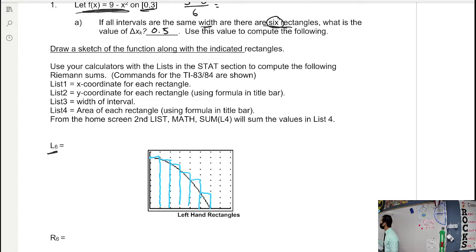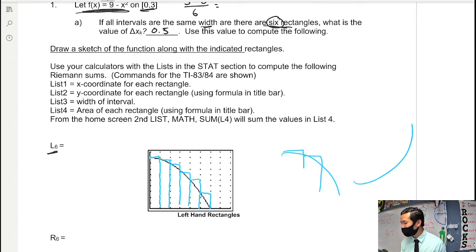Now, if you ever need to figure out if something is going to be an overestimate or an underestimate, I think it's best if you picture it: if it's increasing or decreasing, and if it's concave up or concave down. Because if you can see that it's concave down, you know that the left sides are going to go over. But if it's increasing and concave up, you'll know that the left side is going under. So you can figure out if it's an over approximation or an under approximation, okay?